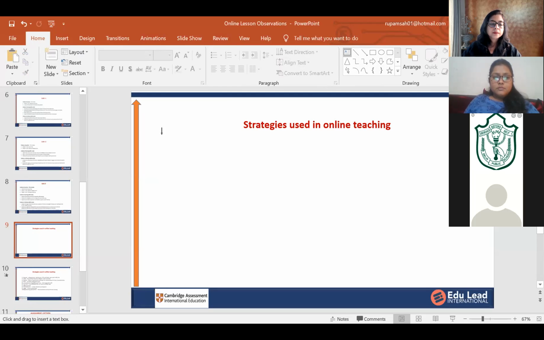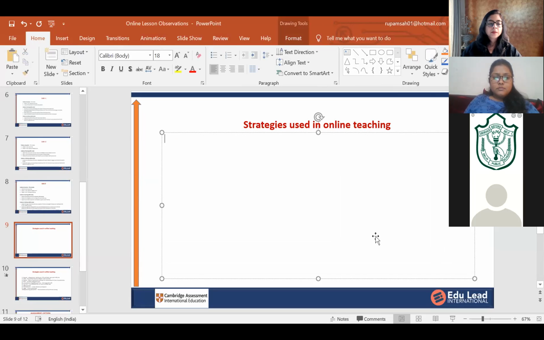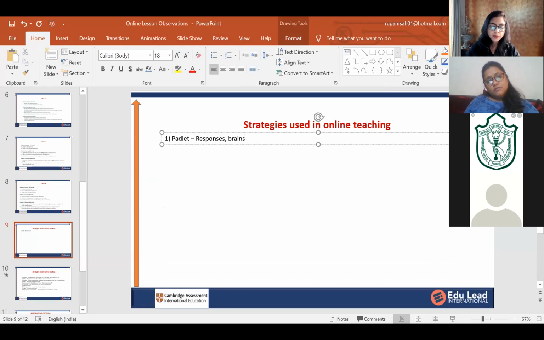Ma'am, online worksheet, Padlet, PowerPoint presentation. Wait. Sorry, one second. You are using Padlet. For what purpose are you using Padlet? For taking the responses of the students. Interactive session. Correct. So you are taking the students' responses here, some kind of brainstorming if you are doing, so you can put that in a Padlet, right?